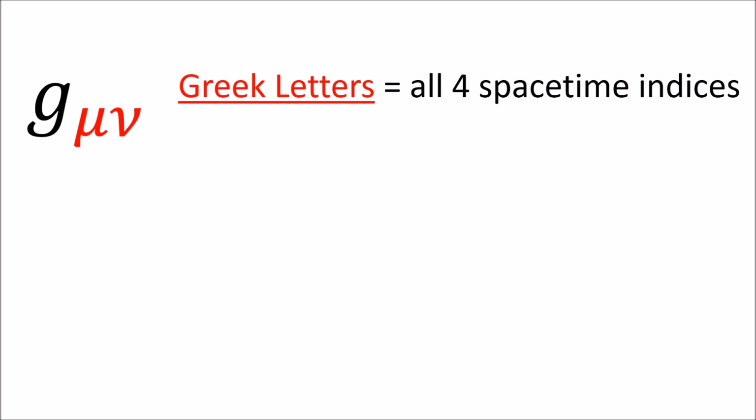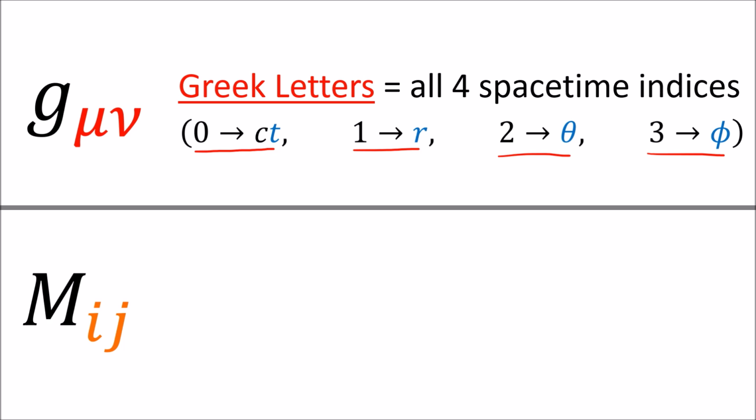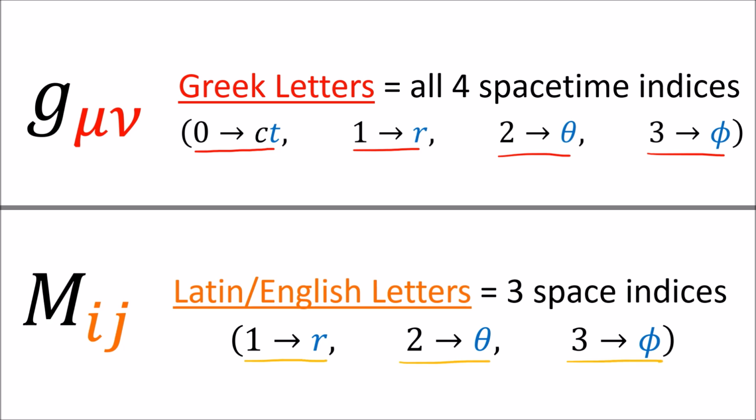Before I start, I'm just going to mention some notation. When a tensor summation is written with Greek letters, this refers to a summation over all four spacetime indices, where the index 0 is time ct, and 1, 2, 3 are the spatial coordinates r, theta, phi. If a tensor summation is written with Latin or English letters, this just refers to the three spatial indices only.